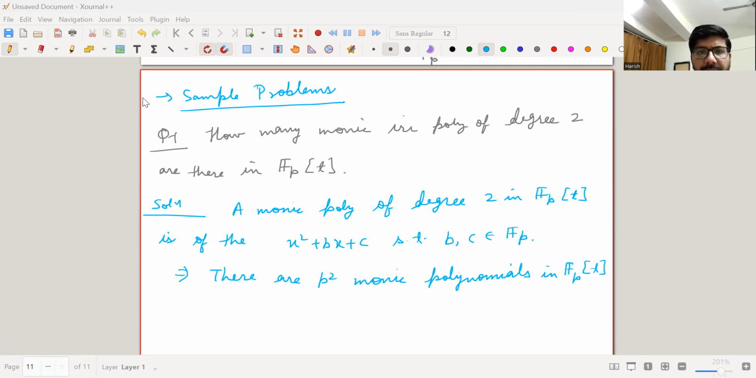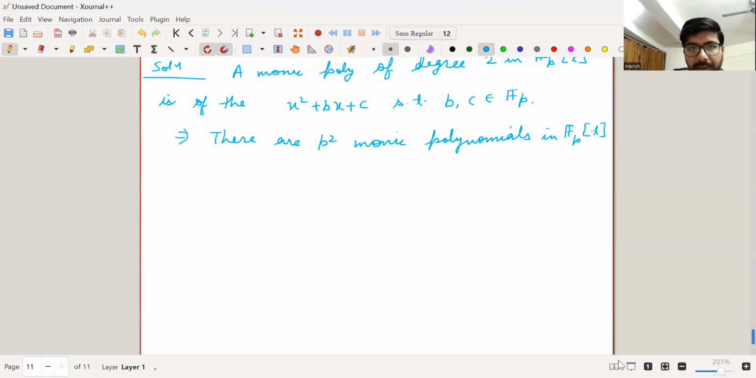Yes, p square, you are right, Vivek. So out of it, we have to find the polynomials which are reducible, and then from these p square we can subtract the reducible ones, and then we will get the answer. So these are the total number of polynomials. Now how to see the reducible polynomials? Again we will use the same trick as we used before, that it's a degree 2 polynomial.